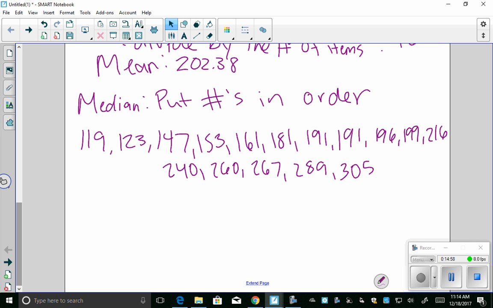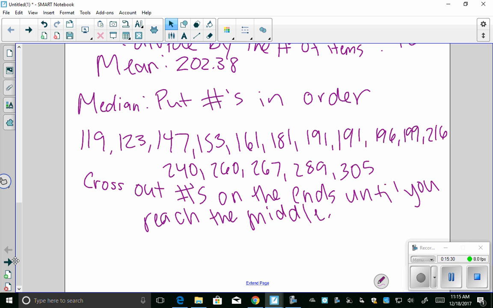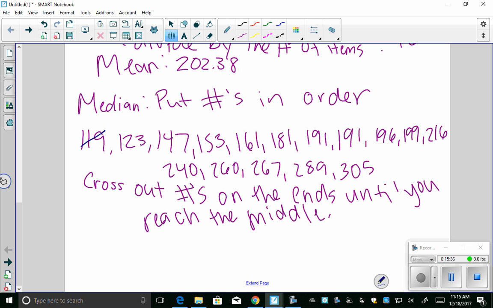To find the median, you first have to put the numbers in order. Once you put them in order, you're going to cross out numbers on the ends until you reach the middle. There's two numbers in the middle. So you add them and divide by 2, right? Yep. So when you cross them out, you should have gotten 191 and 196.